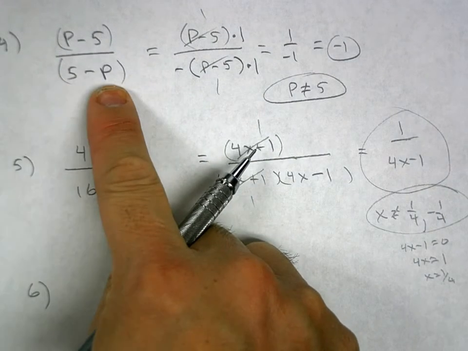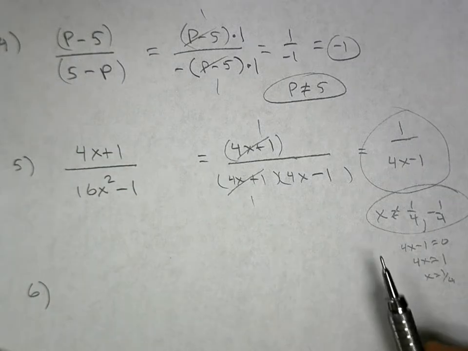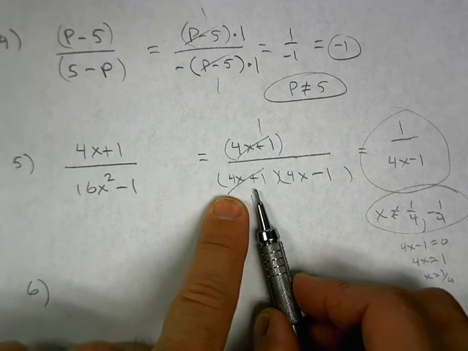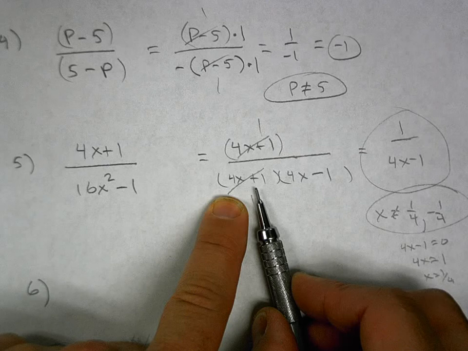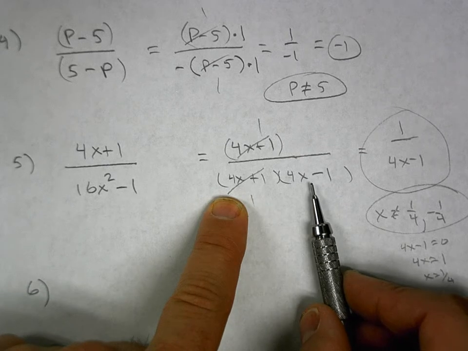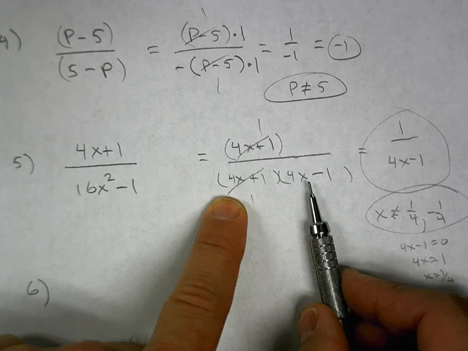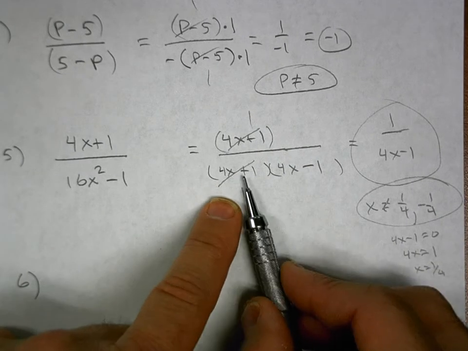Question. On number 5, why did you put negative 1/4? Because of this one right there. If you plug in negative 1/4, that's 0 times negative 2. What's 0 times negative 2?